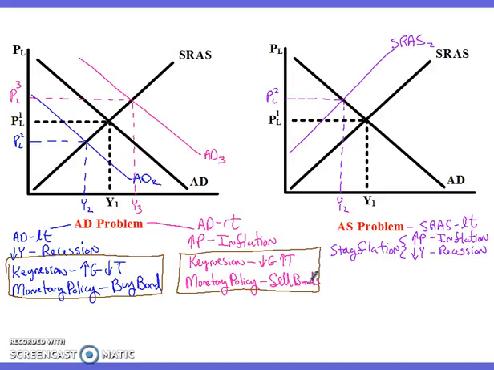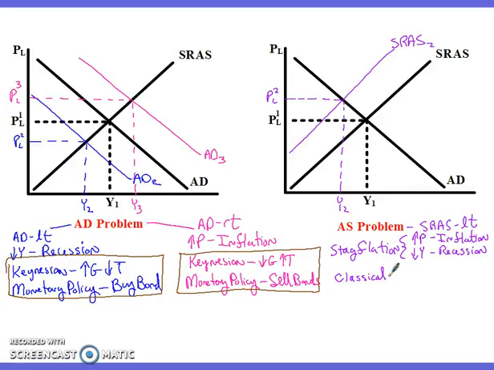So what do you need instead? Now you need a classical solution. We have an aggregate supply problem, so we need an aggregate supply solution. So now we need a classical response.